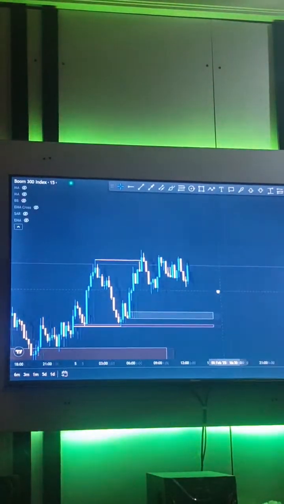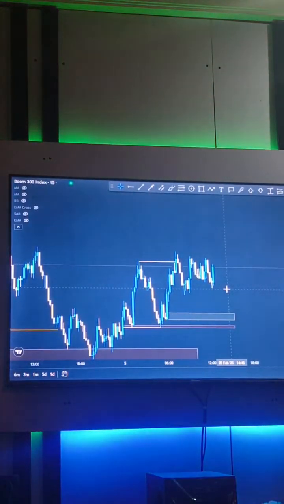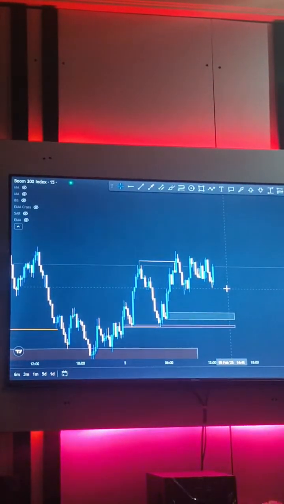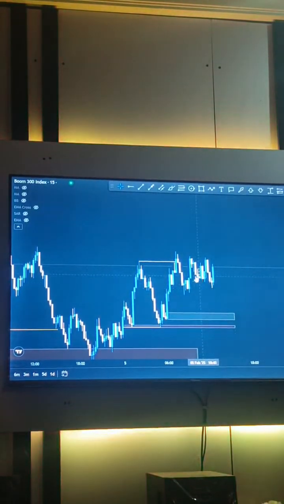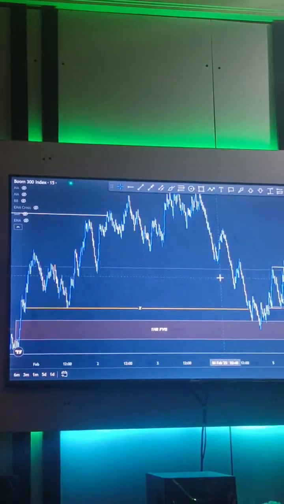So this is where we are hoping to enter the market from. But for now we cannot enter the market because there is no opportunity right now. There is no opportunity for us to enter, just as we are right now.